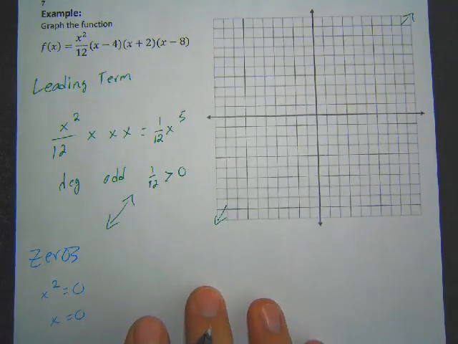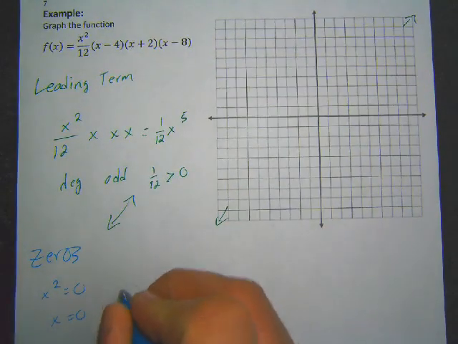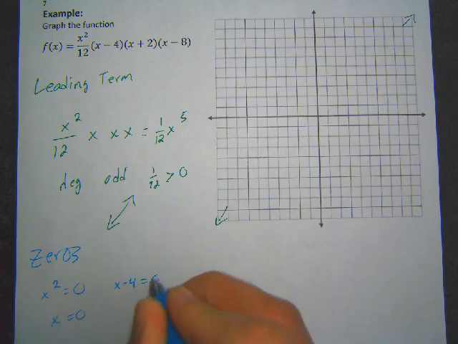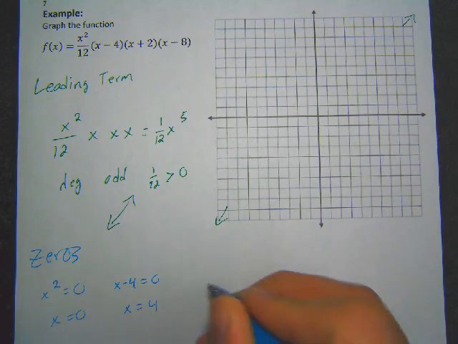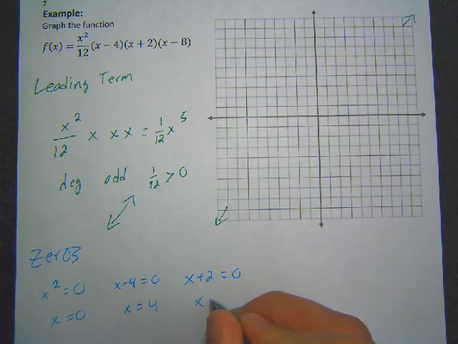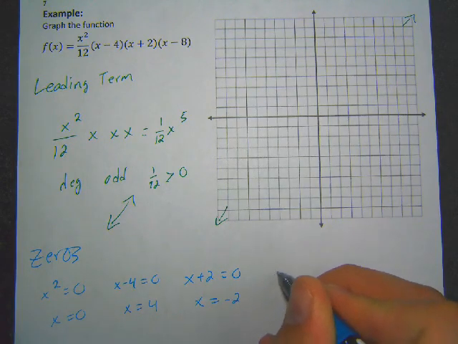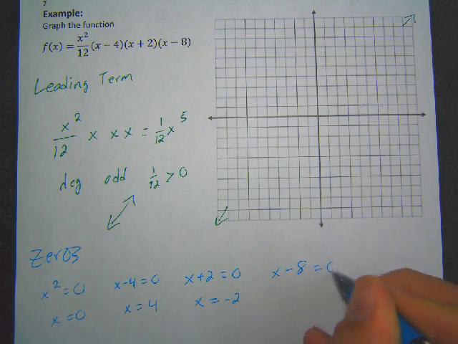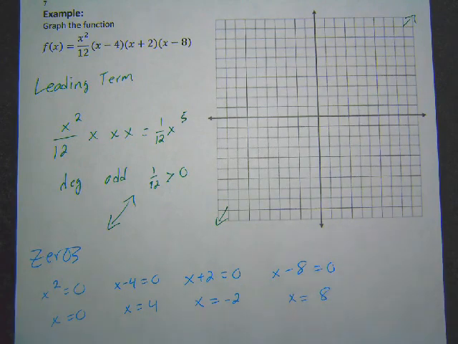That's one of your zeros. The x minus 4 equals 0 is going to give us that one of the zeros is 4. The x plus 2 equals 0 is going to give us a 0 at -2. And the x minus 8 is going to give us a 0 at 8. So those are going to be our 4 zeros.